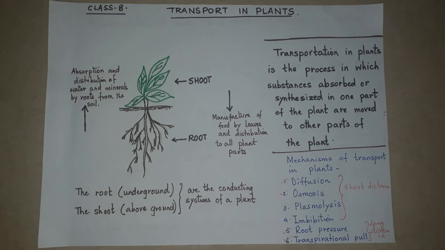But as in your syllabus, only diffusion, osmosis, root pressure and transpirational pull are there. We will deal only with these four mechanisms. That will come once you understand what are the tissues which help in the conduction of the water and mineral nutrients and the manufacture and distribution of food in plants.